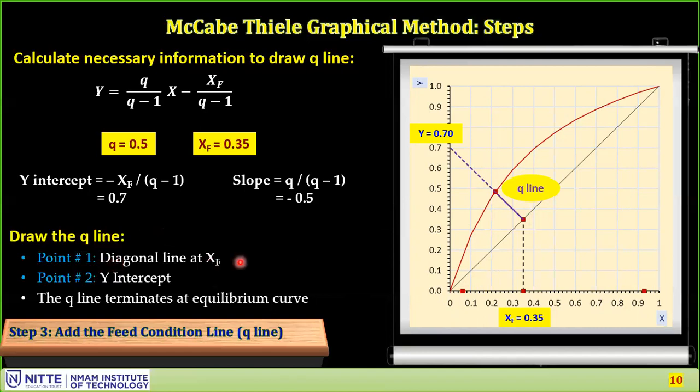So on the diagonal line, identify xf. That's point number 1. Point number 2 is your intercept. Connect them. Don't draw the line up to the end, draw the line only up to the equilibrium point. This solid line is called the q line. So in step number 3, you have drawn the q line.